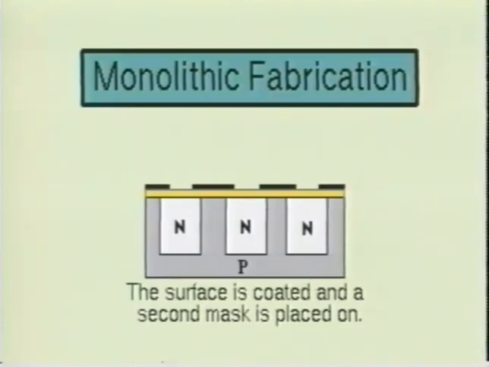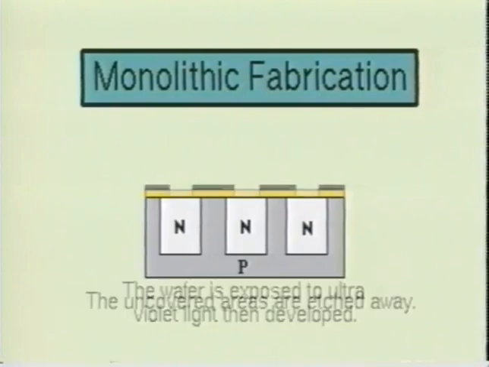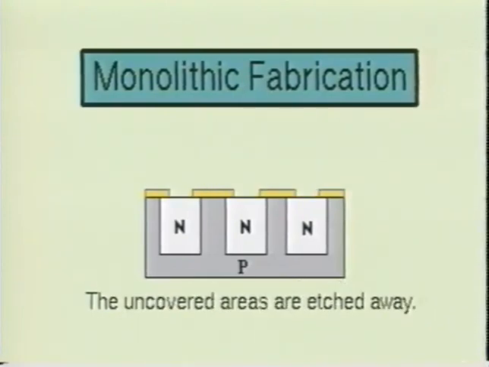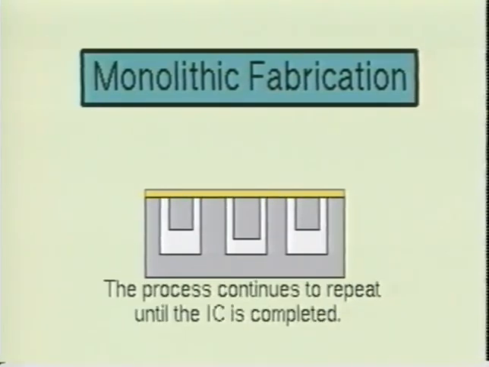The surface of the wafer is once again coated with a photosensitive emulsion, and a second mask is placed onto the wafer. After the second mask is in place, the wafer is exposed to ultraviolet light. The wafer then goes through another developing process which hardens the areas not exposed to the light. Once again, the areas which were exposed to the light are etched away. The part of the wafer not covered by the silicon dioxide is then exposed to more P-type impurities. This same process is repeated as many times as necessary to build the desired circuit.